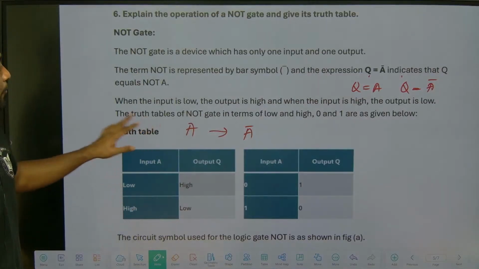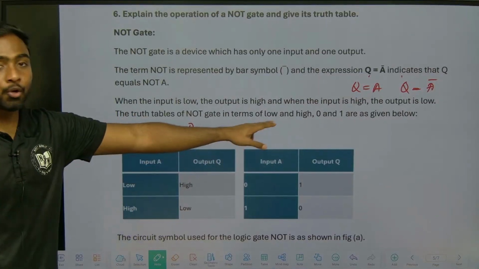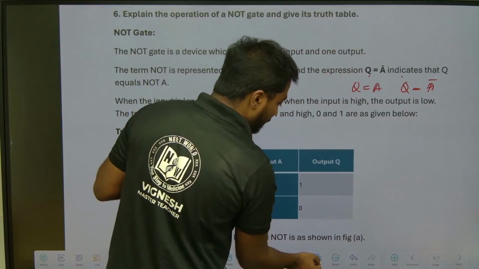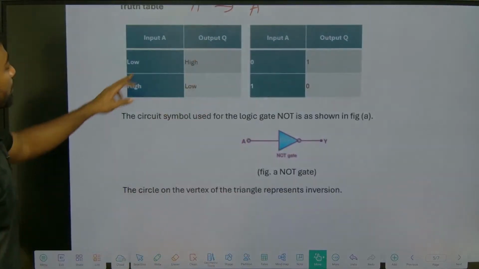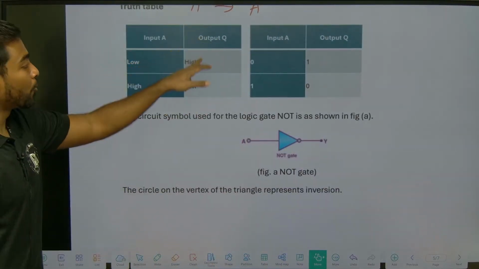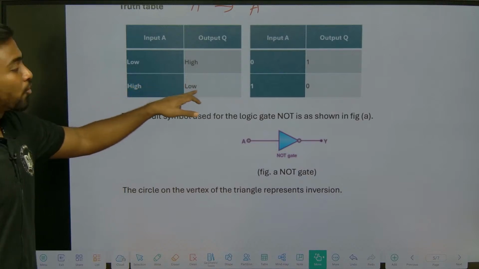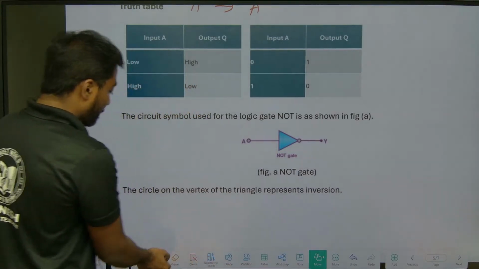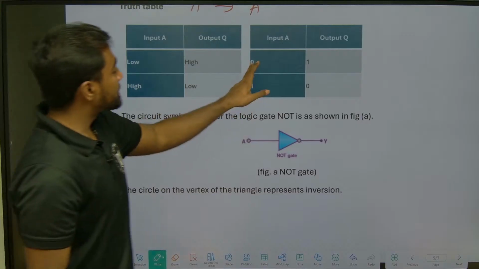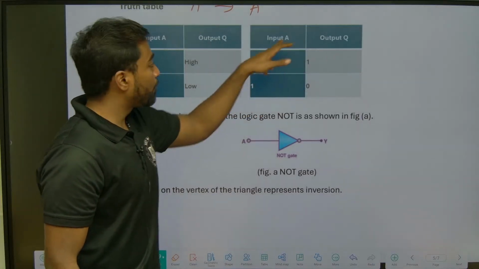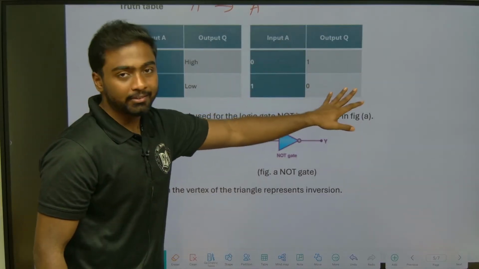The truth table of NOT gate in terms of low and high is given here. We'll see here now. Input low means output high. Input high means output low. So how can we mention it in terms of numbers? If we take input 0, output will be 1. If we take input as 1, output will be 0.